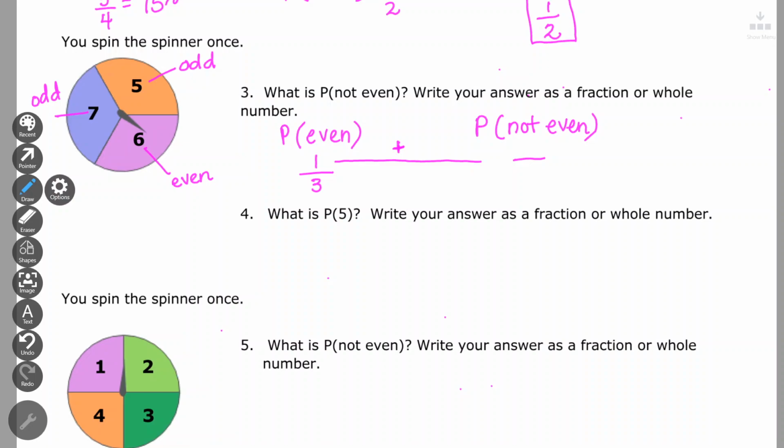Okay, so what is the probability that it's not even? Well, what numbers are not even? Well, it would be the ones that are odd. So there are 2 of those. So how many sections of the spinner are there?